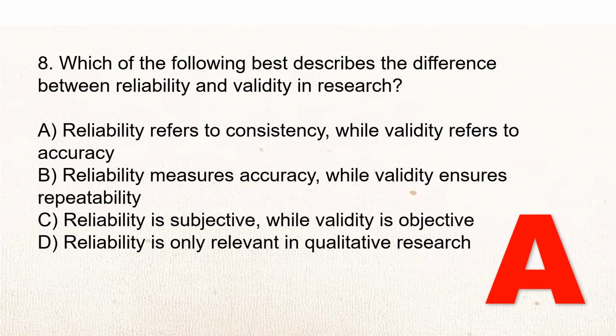The correct answer is letter A. Reliability refers to consistency, while validity refers to accuracy, because reliability ensures that the results are consistent over time, while validity ensures that the research measures what it is supposed to measure. That's the best answer. For letter B, this is incorrect because validity is about accuracy, not repeatability. For letter C, both reliability and validity are objective concerns in research. For letter D, reliability is essential in both qualitative and quantitative research.